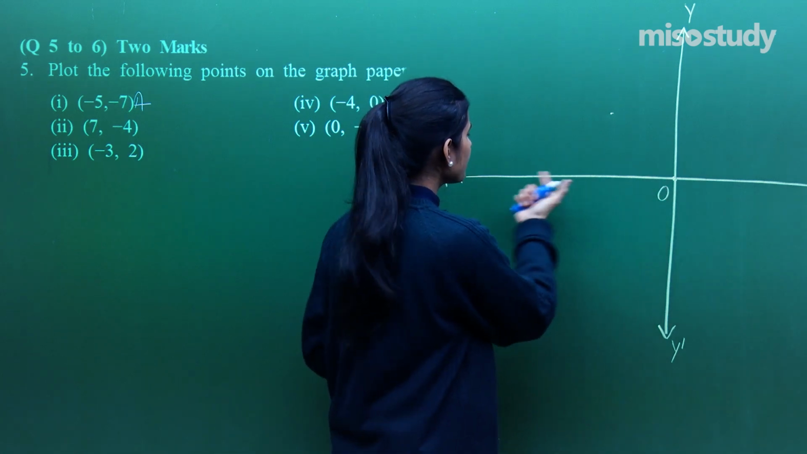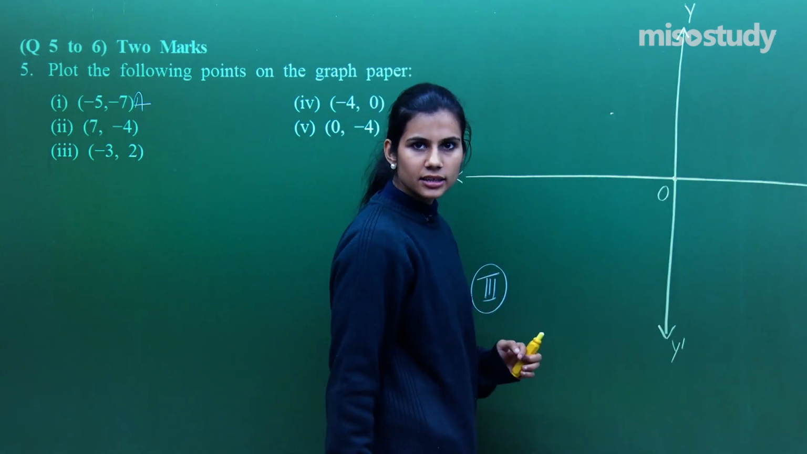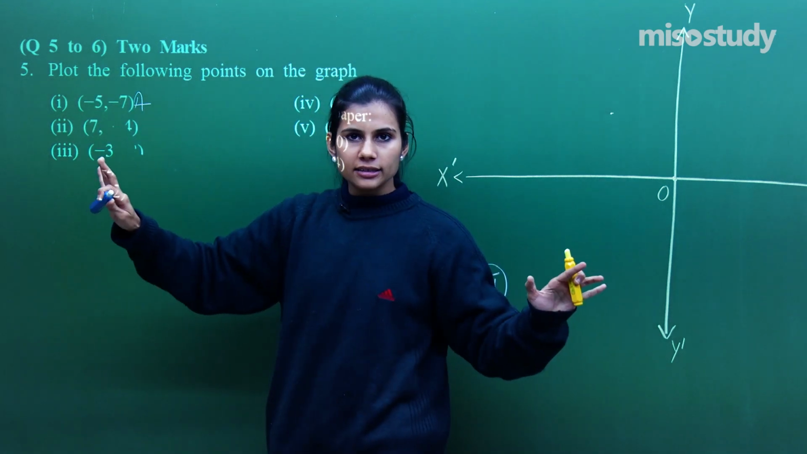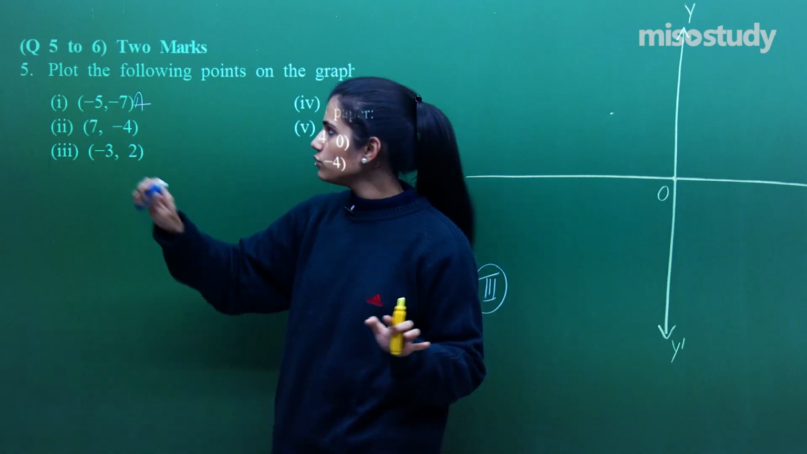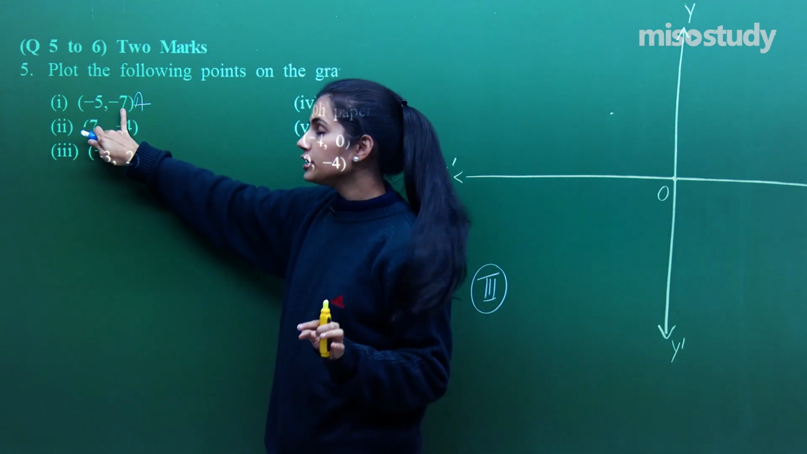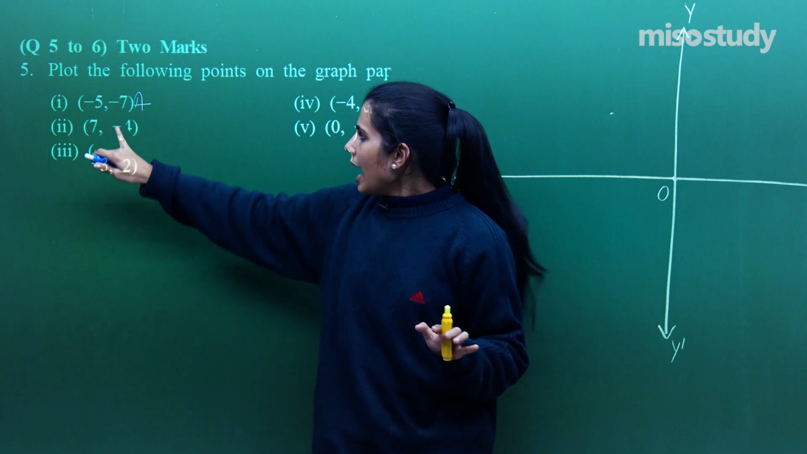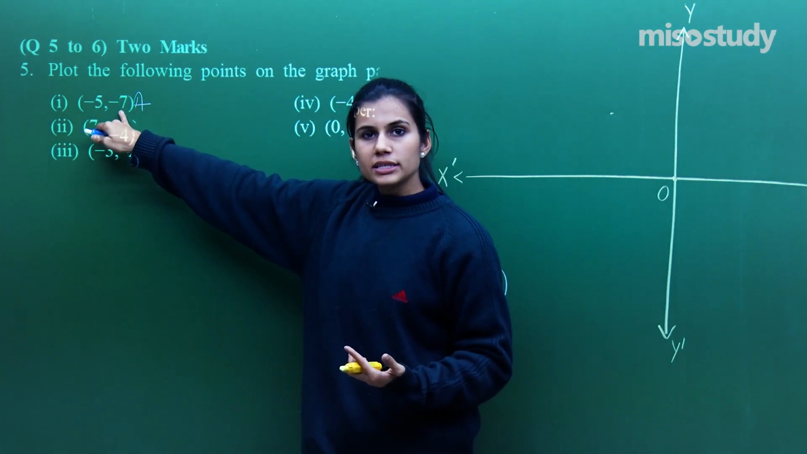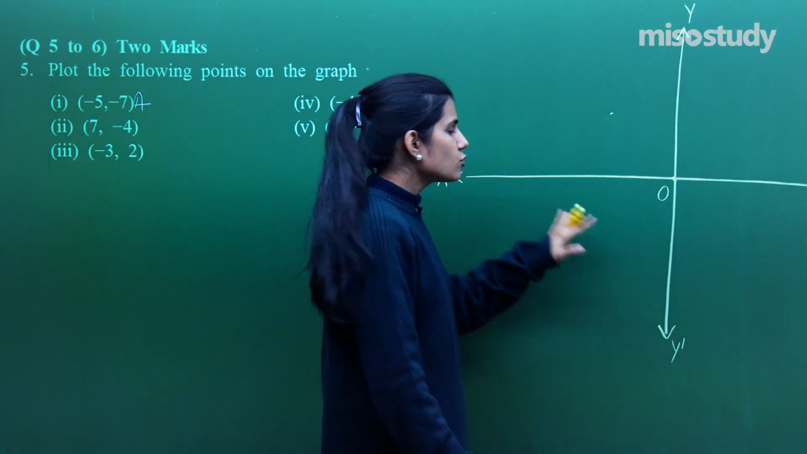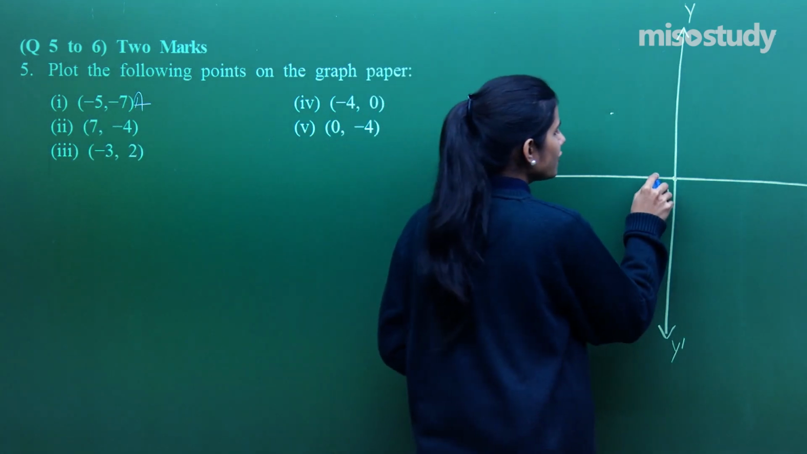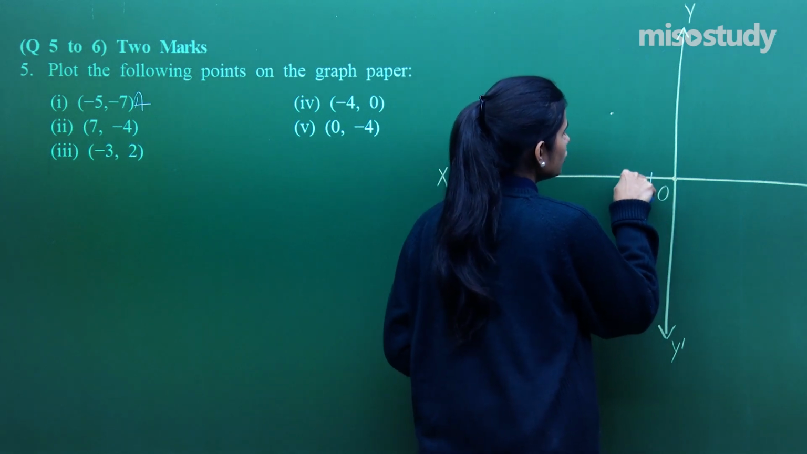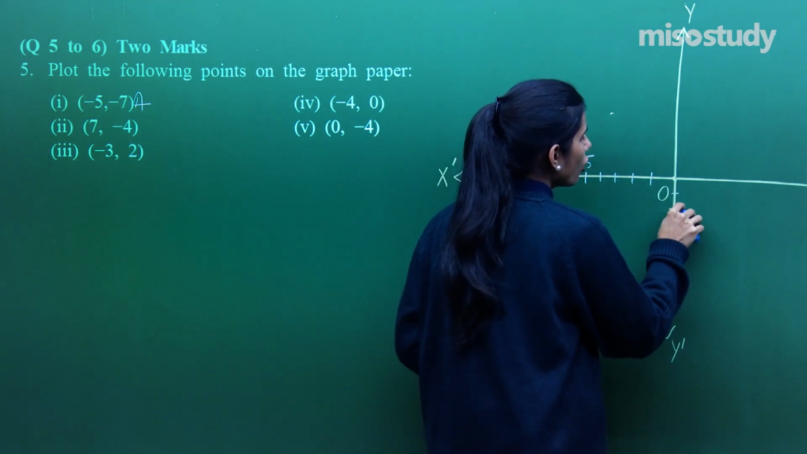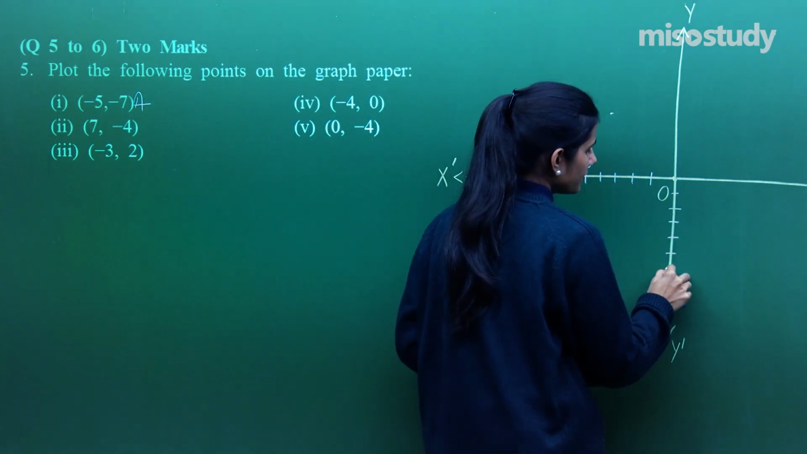So as I told you, focus upon the negative x-axis and negative y-axis. Just look at the magnitude, don't look at the sign. Here magnitude is 5, here magnitude is 7. Ignore the minus sign. I have to move 5 units along the negative x-axis and 7 units along the negative y-axis. These two axes I have already finalized. So move 5 units along negative x-axis. 1, 2, 3, 4, 5. This is your -5. Move 7 units along negative y-axis. 5, 6, 7.